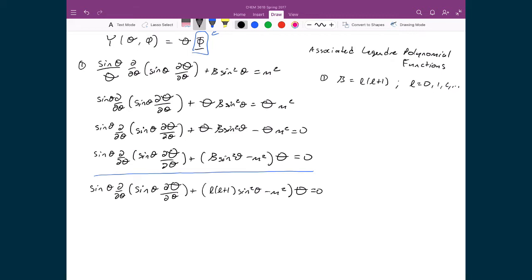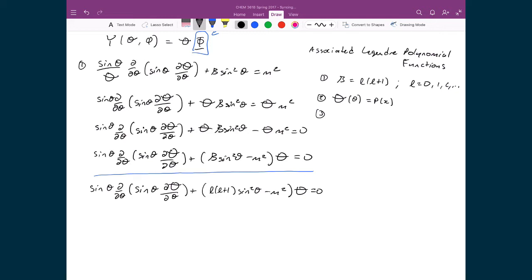The second and third substitutions I'm going to do at the same time. The second substitution is that I'm going to redefine my function Theta of theta and write that as P of x. This has to do with the framework of these associated Legendre polynomial solutions, which are written in terms of P of x. So we're going to write them in terms of that just to make this a straightforward application of these solutions.